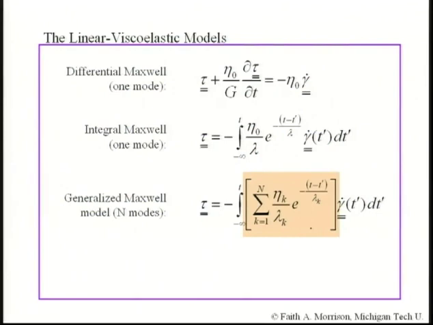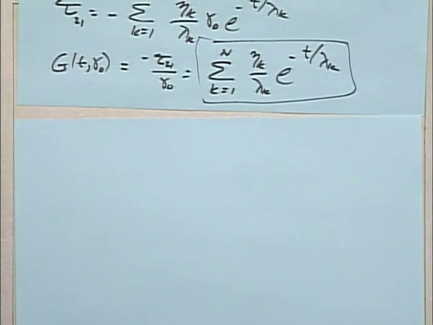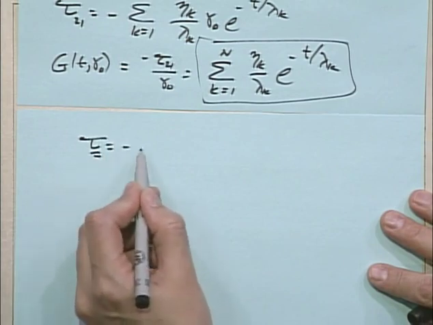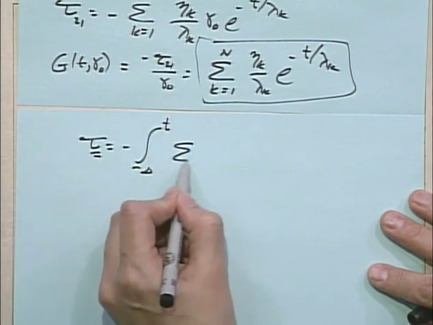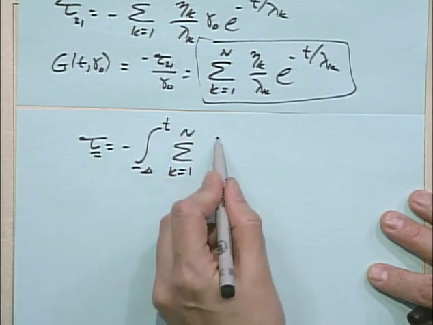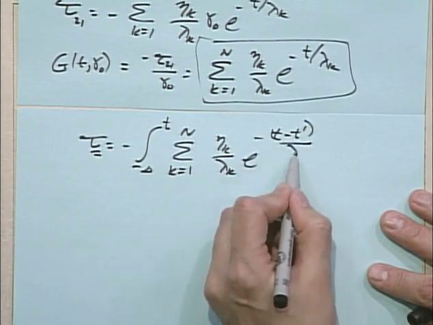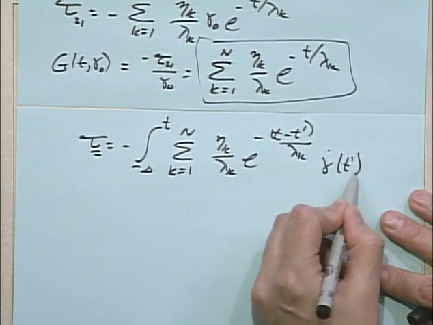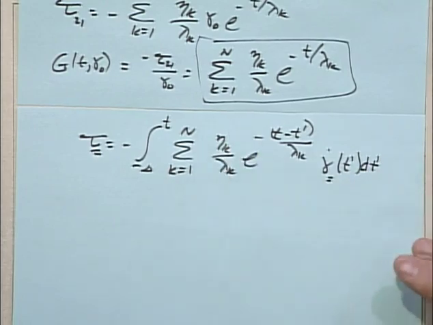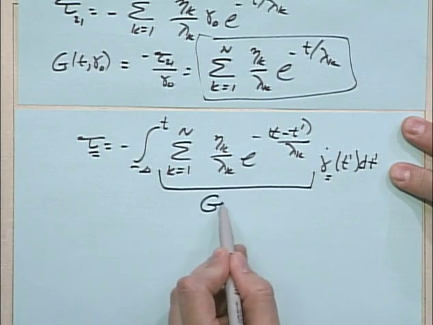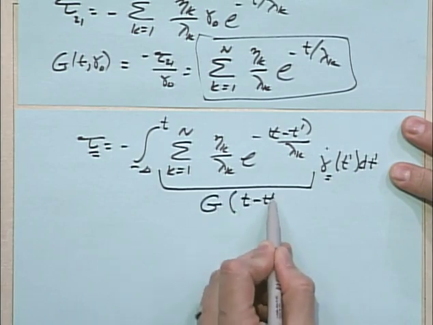The other thing that's really interesting about this result is that our result shows up in our constitutive equation. So remember that our constitutive equation is minus the integral from minus infinity to t of the summation k equals 1 to n of a_k over lambda_k e to the minus t prime over lambda_k gamma dot of t prime dt prime. So as I pointed out before, this result is almost the same as that prefactor. In fact, this quantity is just G evaluated for t minus t prime.